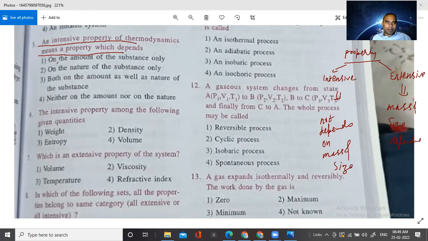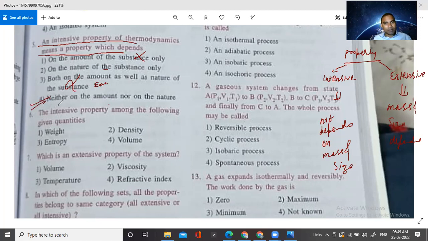An intensive property of thermodynamics is a property which does not depend on mass. An extensive property depends on both the amount as well as the nature of the substance. So they are saying, first is the amount of the substance, and the nature of the substance. Extensive depends on both amount as well as nature. Intensive properties depend neither on the amount nor on the nature. If you talk about the amount, it is option number D, option number 4.